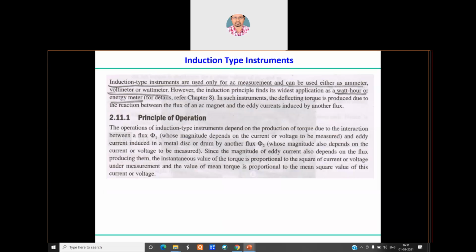What is the induction type? These are basically instruments used primarily for AC measurement only, and they can be used either as a voltmeter or an ammeter. It primarily works on the induction principle.